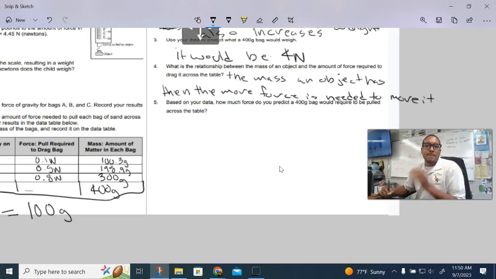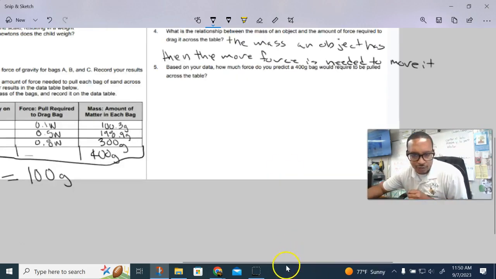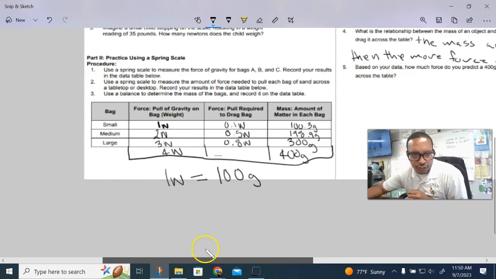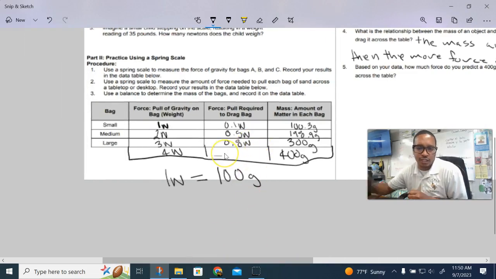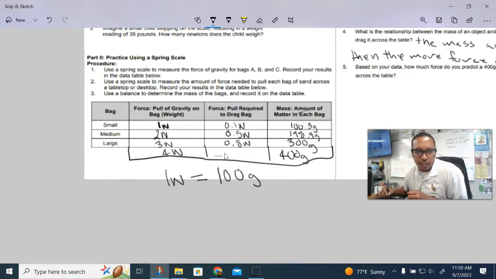All right. Based on your data, how much force do you predict a 400-gram bag would require to pull it across the table? So that's the last one, right? That is just going back here, and that's saying if we filled this in. So it looks like from here to here, it's going up like 0.4 newtons, and then from here to here, it's like 0.3. So I'm just going to split the difference.